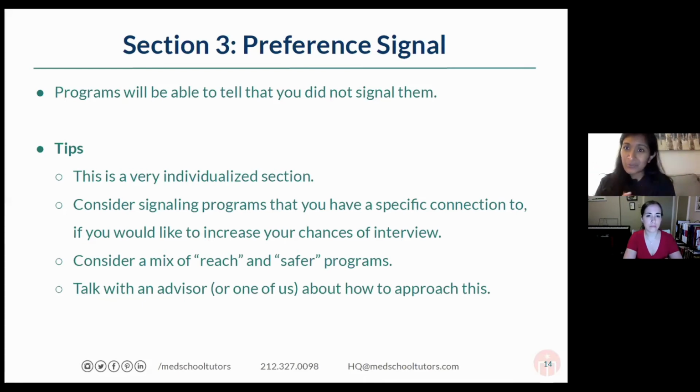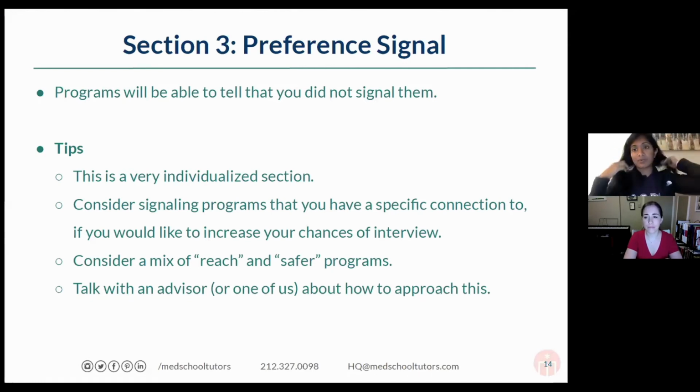So for those 3 to 5 programs, great, they will get a preferential signal. However, programs will also be able to tell if they are not one of your top 3 to 5 programs. So, grain of salt. This is very individualized, and I think this is one of the most strategic sections where you have to be smart about who you signal and who you don't signal. You should ideally signal a mix of reach and more safety programs, because if you signal all 5 of your IM spots to reach programs, that's great, but you preferencing them doesn't necessarily mean that they're going to rank you higher.